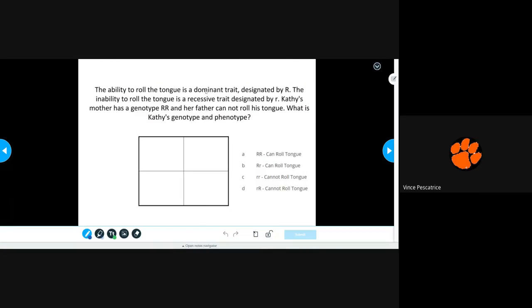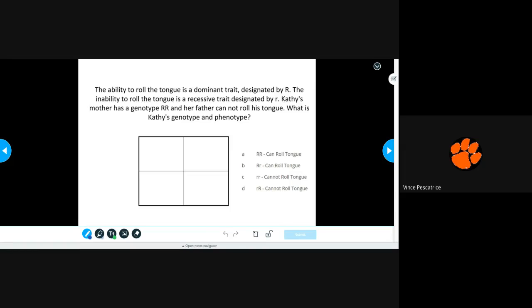All right, last one. The ability to roll the tongue is a dominant trait. So you can check that right now. I can roll my tongue. You can roll it in a circle or make waves out of it. All right, you can do that right now. Check to see. That trait is designated with a capital R. The inability to roll the tongue is a recessive trait designated by a lowercase r. So if you cannot roll your tongue in a circle, then you have a recessive trait.